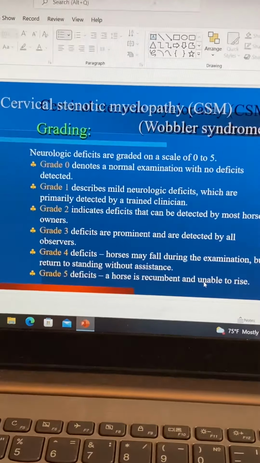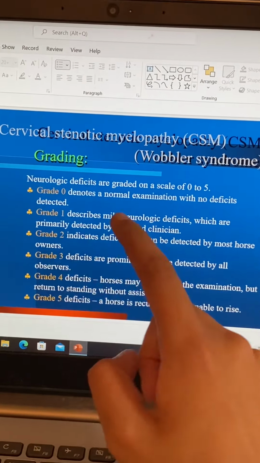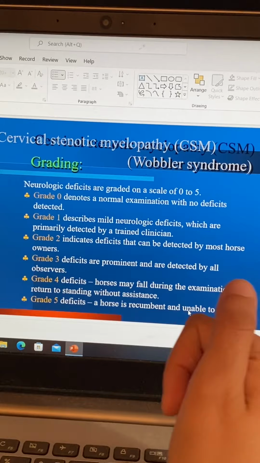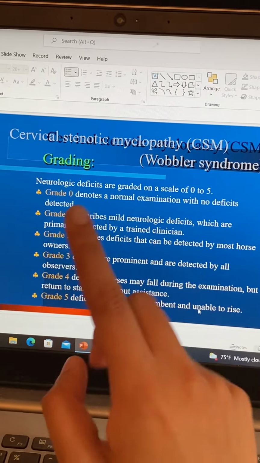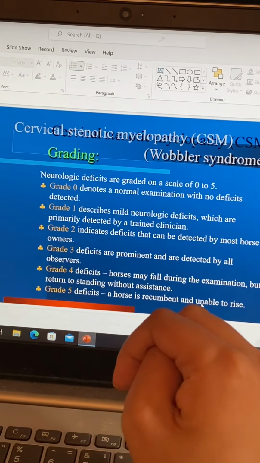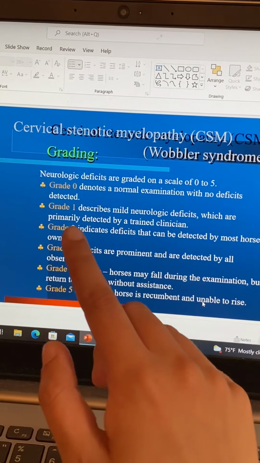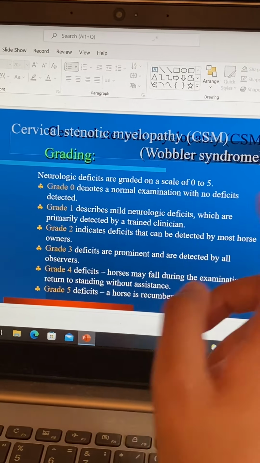Okay, so wobbler syndrome has, I was going to say 5 grades, but if we include 0 it's 6. But 0 basically means normal examination with no deficits, so let's say 5. So the scale is 0 to 5, so if that's the question, say 0 to 5, not 1 to 5.